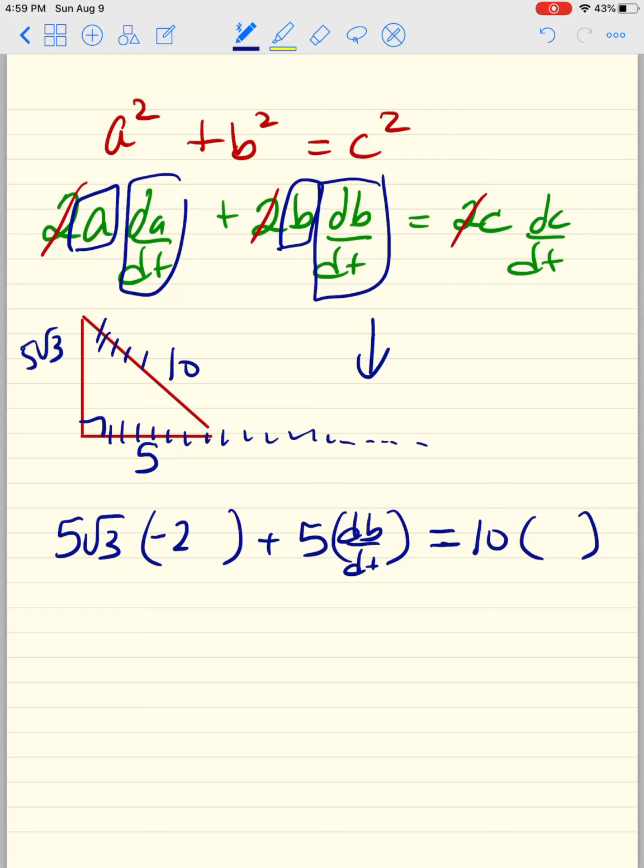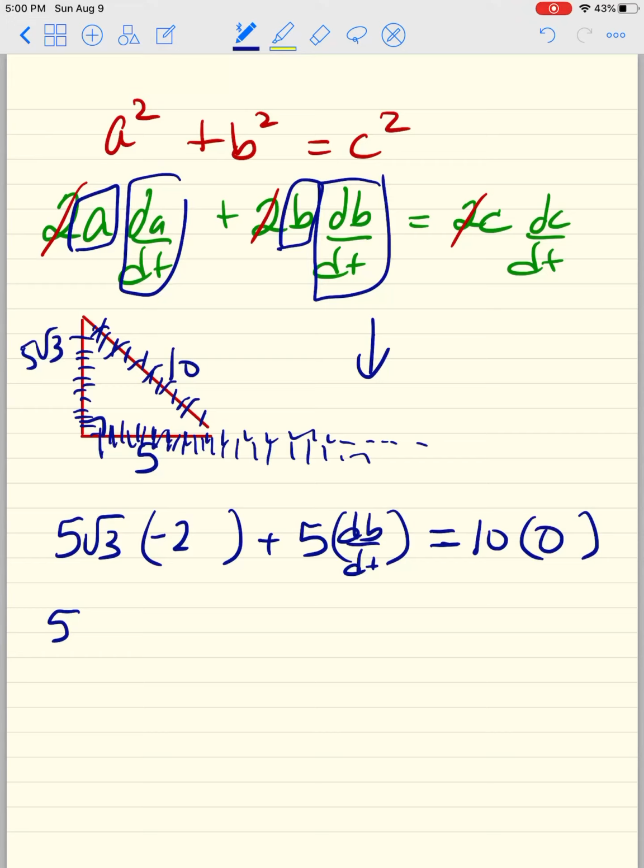Now, we know that the ladder is not growing or shrinking. So the rate of change of the actual ladder is 0. Once again, the floor will be changing. It'll be getting longer as you slide this ladder down, and the wall will be shrinking as you slide the ladder down. So those two get numbers, but the ladder itself doesn't. So I'm going to put a 0 there.